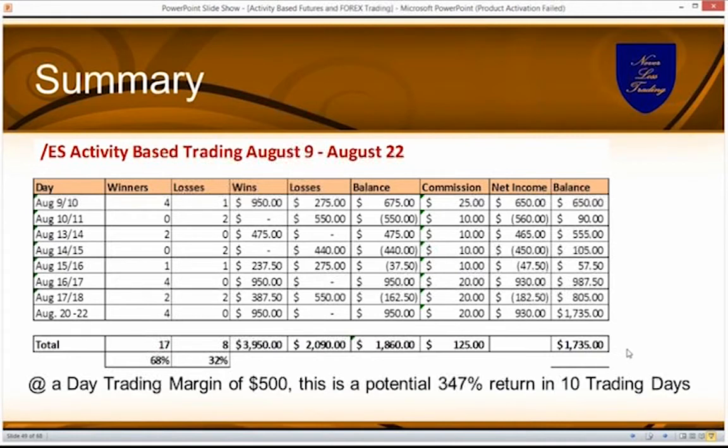And what does it mean? At a day margin of $500, if you put that in or had it in your account, this is a potential 347% return in 10 days. So that's doable following a system, whether you do it with us or with what you learn. Follow a clear-cut system, clear-cut rules. And you see, I went fast on the rules, but we always teach them one-on-one with everybody, not just in a video, because every system needs to be harmonized to your individual risk tolerance.